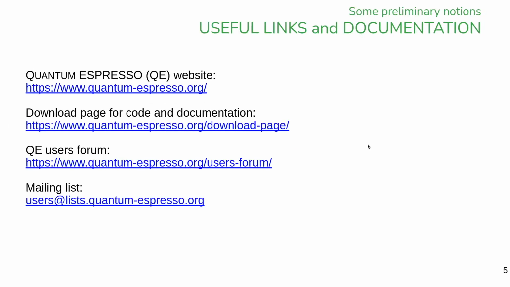Before starting with the first exercise, some useful links for Quantum Espresso. There you can see the website, the download page, and all the documentation for Quantum Espresso. You can also see the forum, in particular the mailing list. If you need help or have a question about Quantum Espresso, you can send an email to the mailing list and someone usually answers questions.